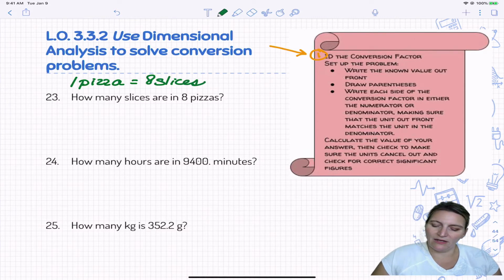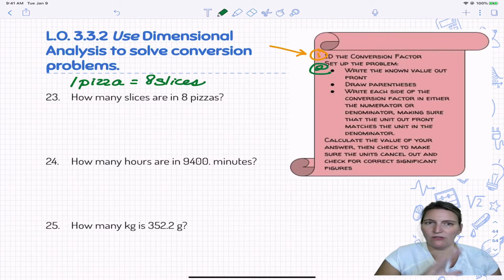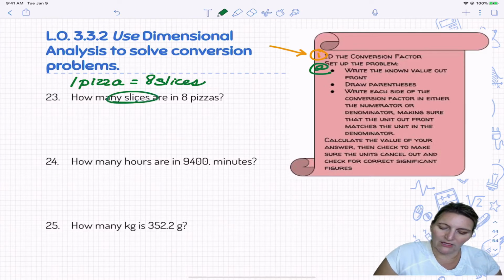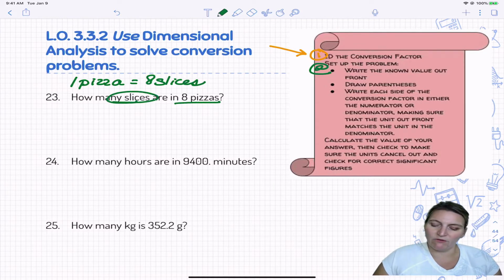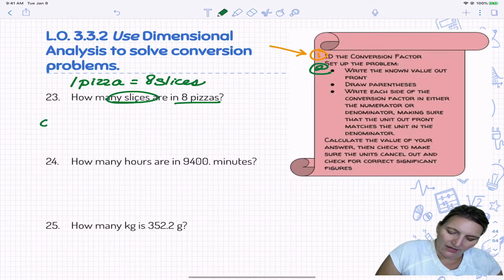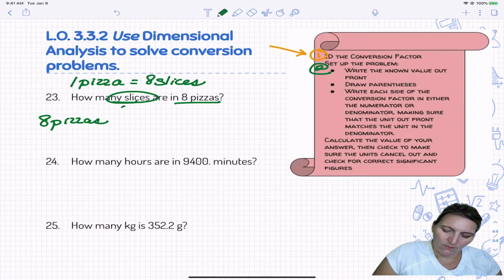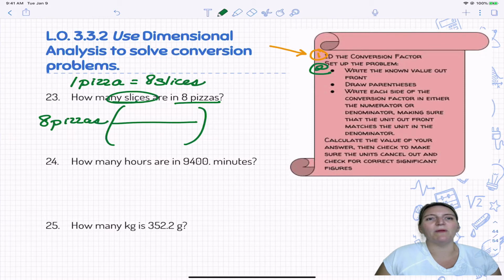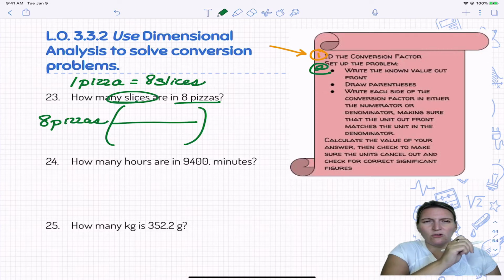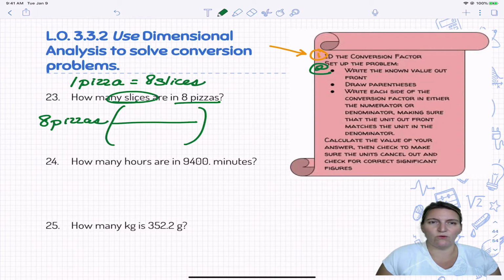Okay. Then the second thing that we do is we set up the problem, right? We're always going to circle the do and underline the clue. That goes without saying. The question wants slices and it's giving me pizzas. And I write the known value out front, 8 with units, of course, right? Then I draw a parentheses. And usually, make them big because you're going to write a lot of stuff in here, or at least you're going to write a number and then some units. Making sure that the center line of the parenthesis, you're putting in a fraction, lines up with the bottom of that outside 8 pizzas.